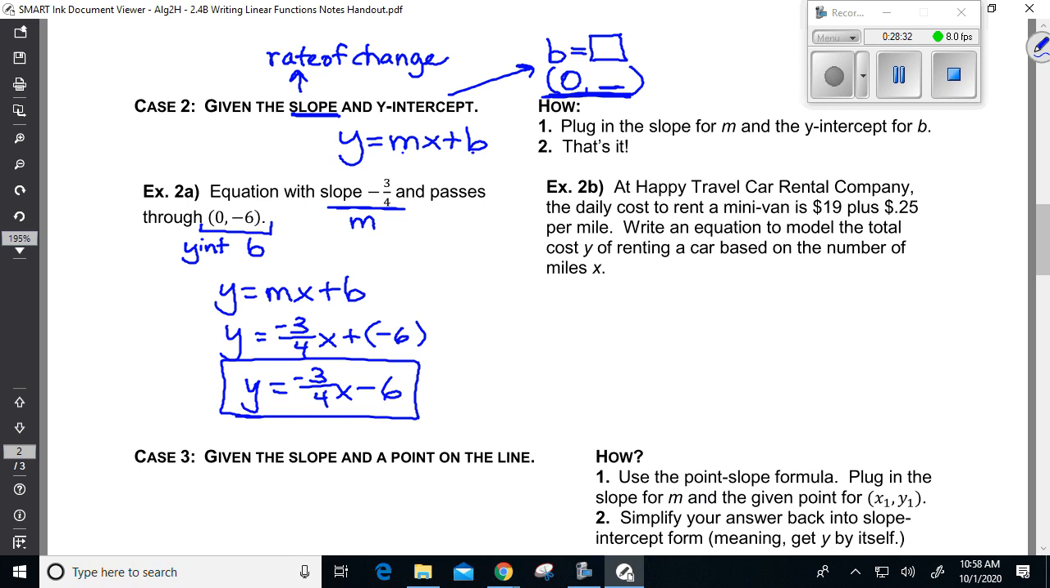Now let's do an example in an application. At Happy Travel Car Rental Company, the daily cost to rent a minivan is $19 plus 25 cents per mile. Write an equation to model the total cost Y of renting the car based on the number of miles X.